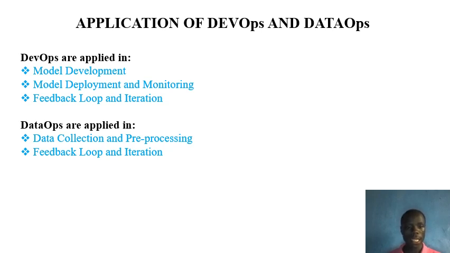And lastly, the application of DataOps in our project would be that DataOps is very crucial when it comes to data collection and preprocessing, which is a principle applied to streamline the process of collecting and preprocessing data for training the learning model. This involves automating data collection and ensuring data quality. Lastly, feedback loop and iteration. DataOps enables us to establish the feedback loop for data quality monitoring and model performance evaluation.